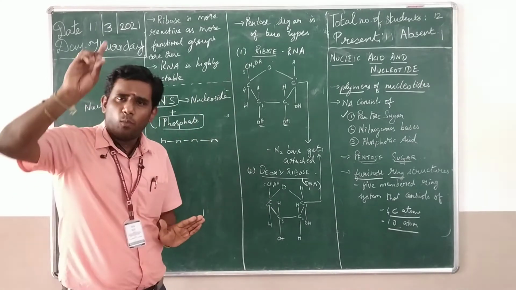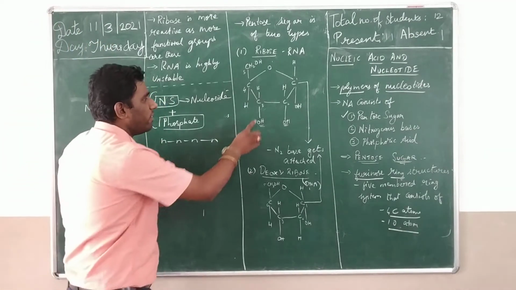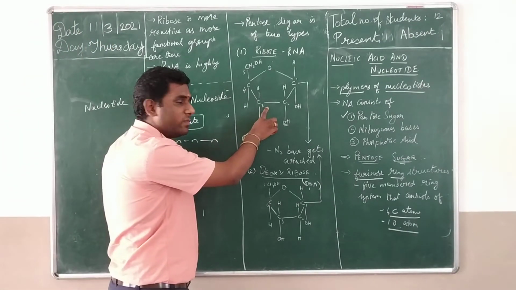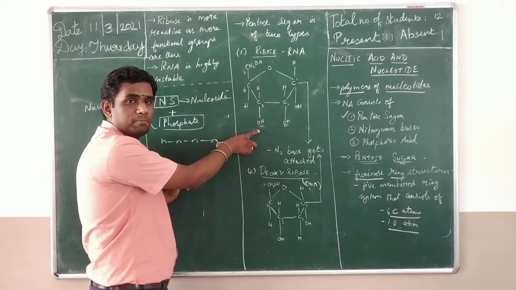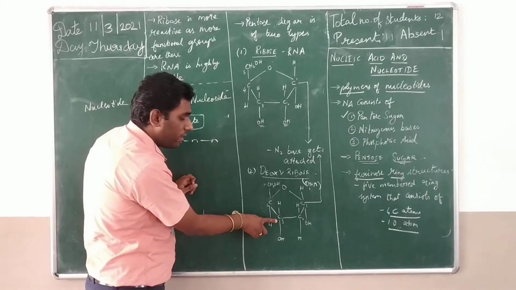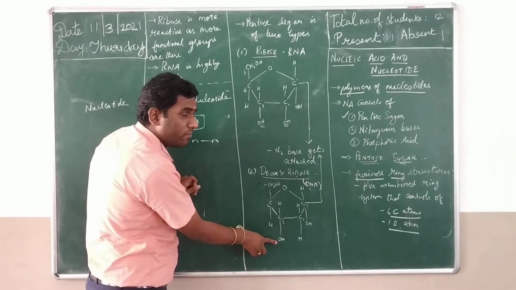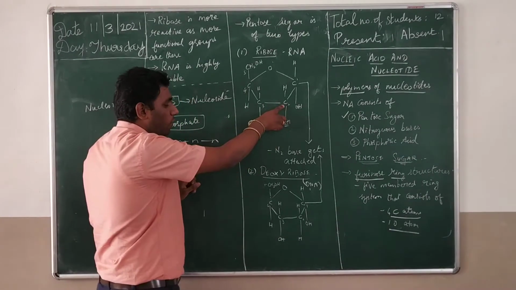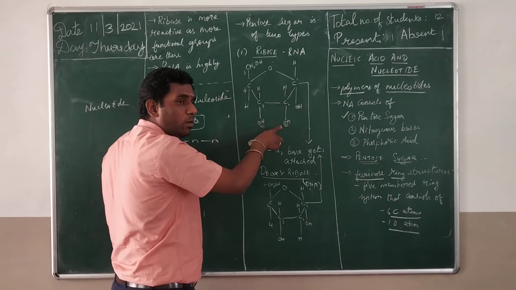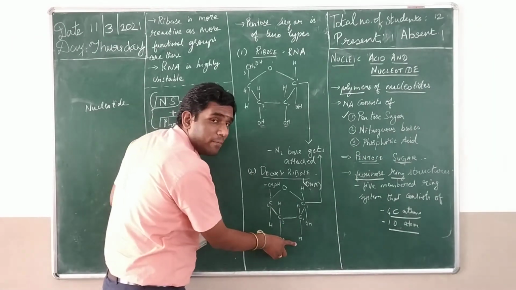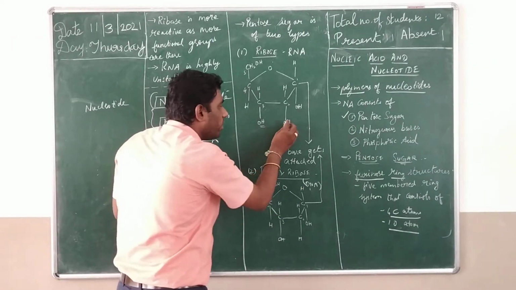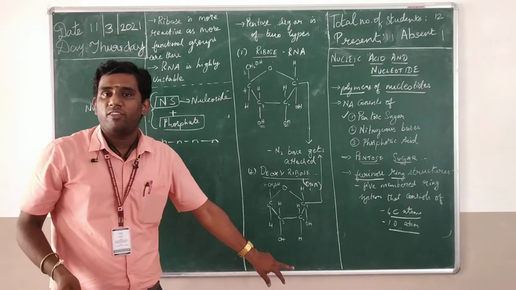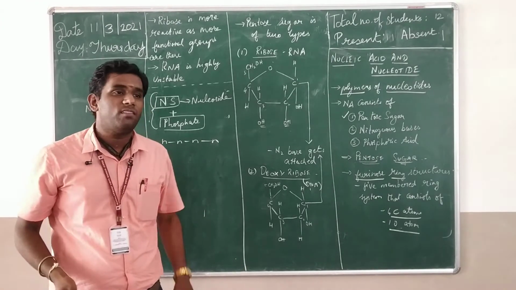Everything is the same. The only difference between the 2 structures is, if you see the 3rd carbon here, the 3rd carbon is attached to OH. And if you see the 3rd carbon here, it is also attached to OH. Now you come to the 2nd carbon. What is attached to it? H. This side OH, here H. So this O is completely lost here. You will not be finding that O there. Is it clear? What is the reason for this?